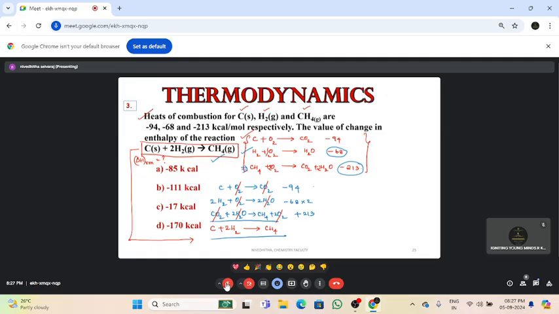So just simplify all these values. You'll come up with the value of enthalpy of the reaction. So 94 minus... So here, without using the formula, we have calculated the enthalpy change for the reaction.